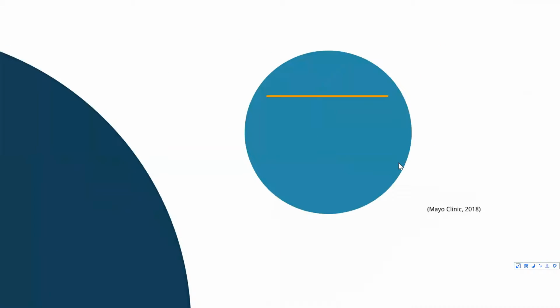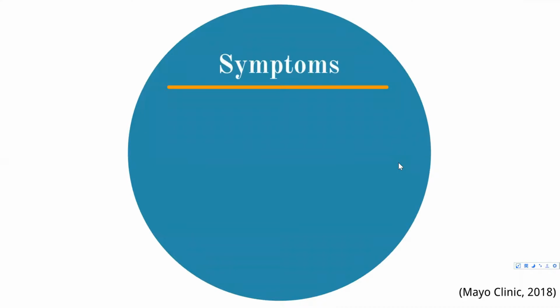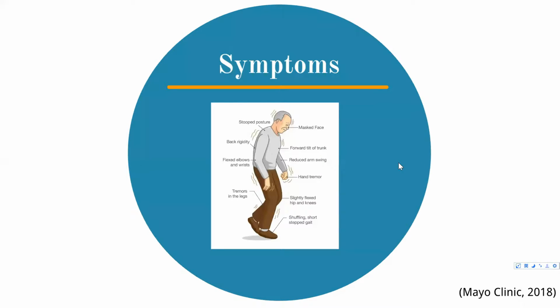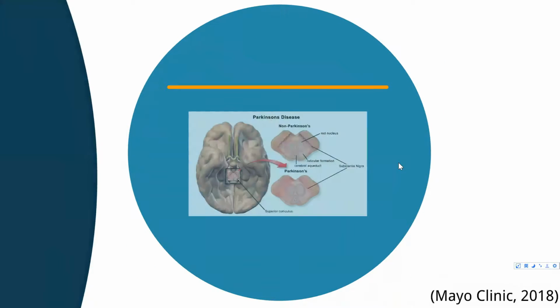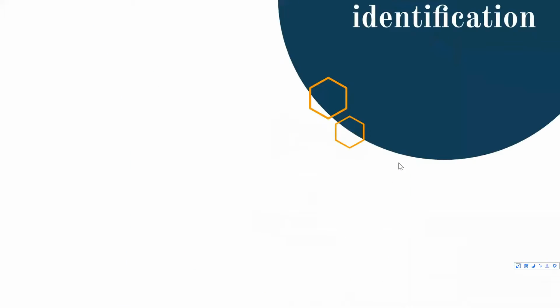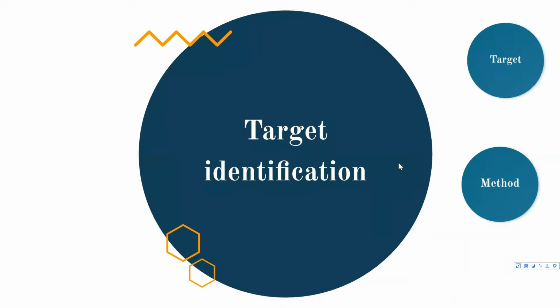There are a variety of symptoms for Parkinson's disease. Tremors are common, but this disorder also commonly causes stiffness or slowing of movement. Neuronal loss in the substantia nigra, which causes profound dopamine deficiency, and intracellular inclusions containing aggregates of alpha-synuclein are neuropathological hallmarks of Parkinson's disease. A drug design starts with target identification.